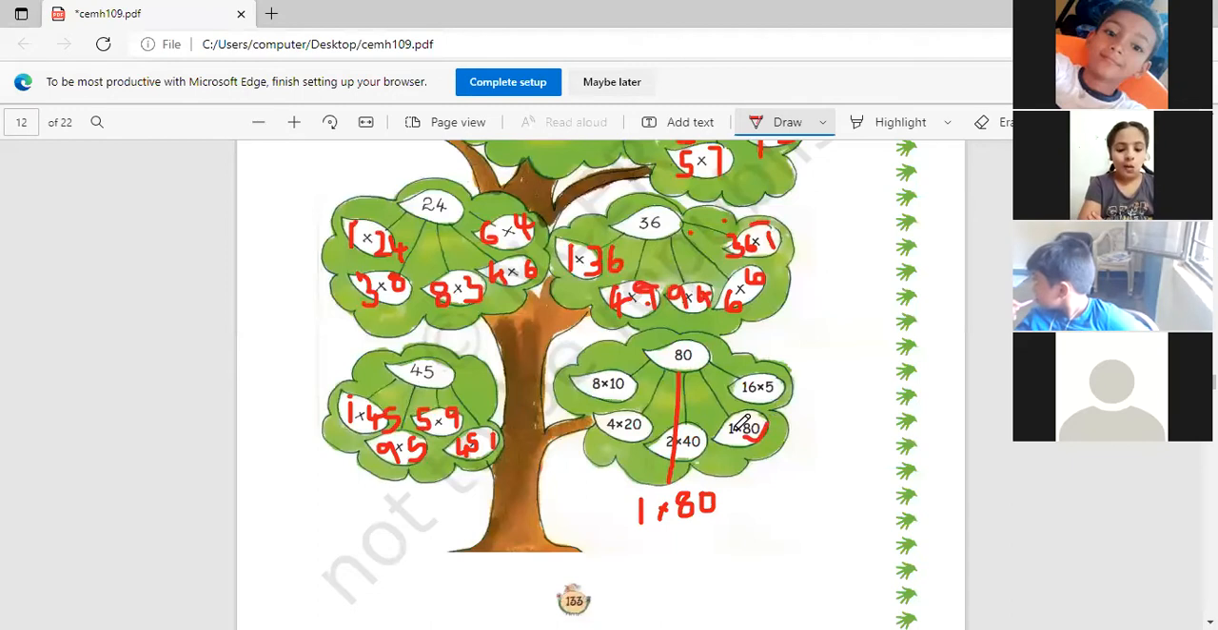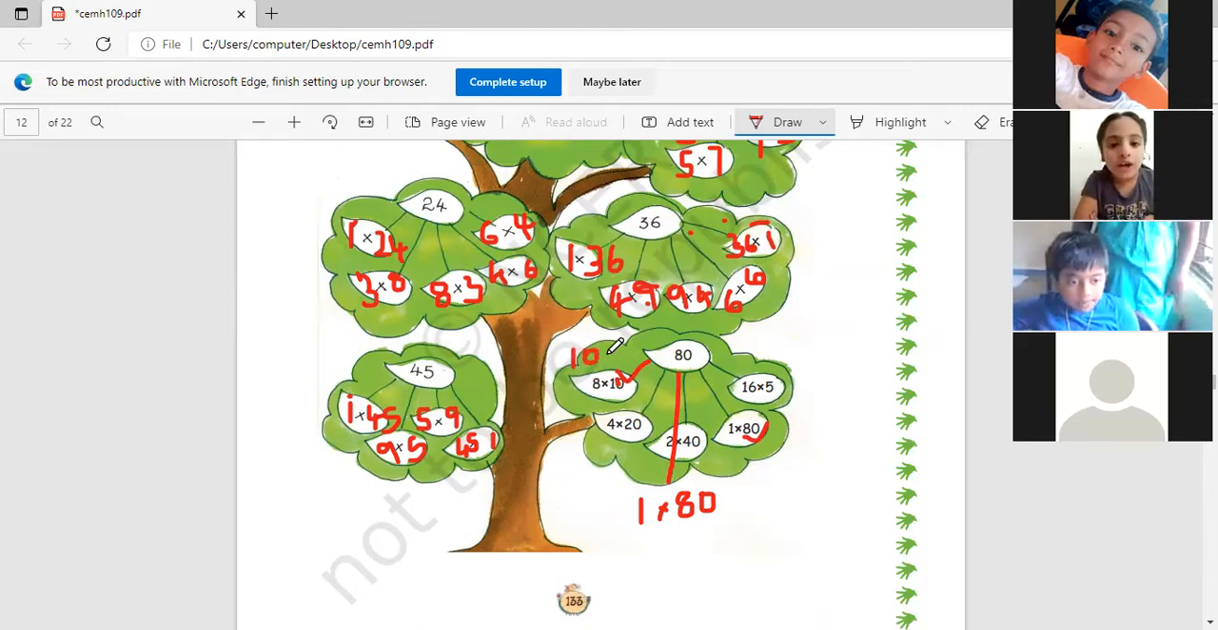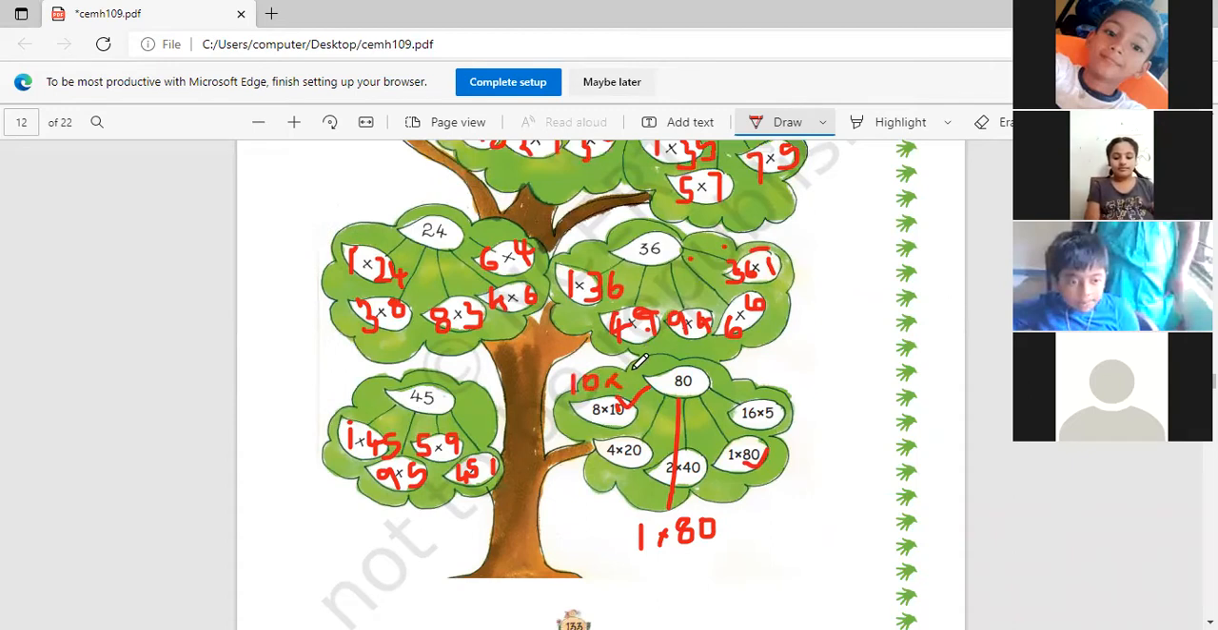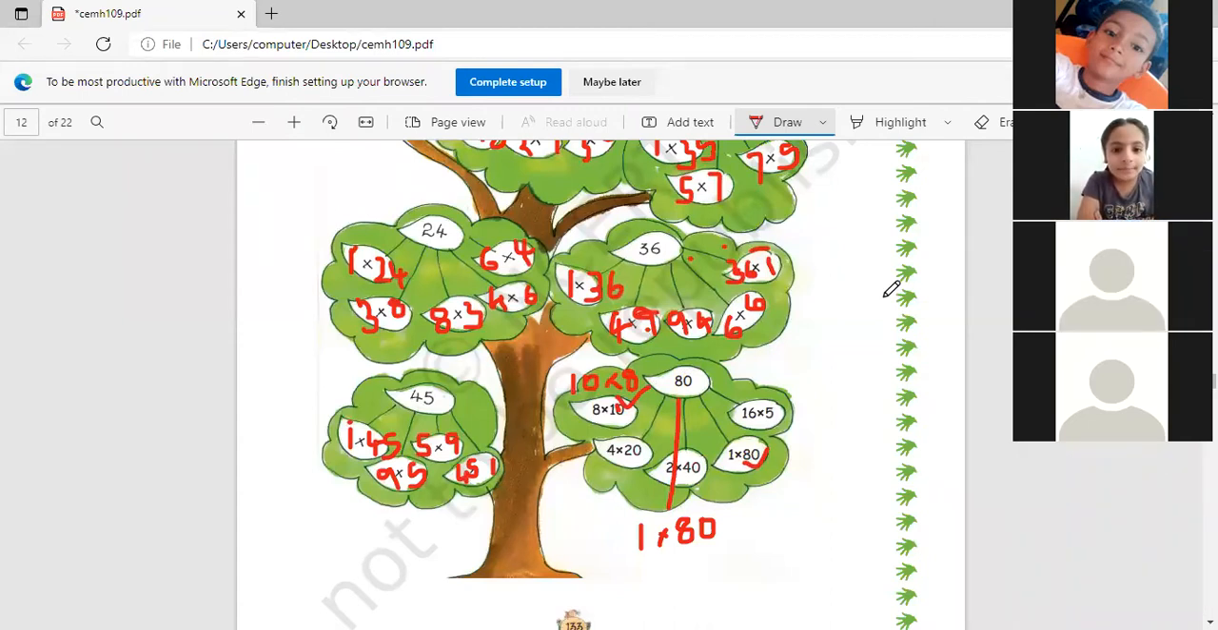Okay. Next, the 5 table. Can you tell me in the 5 table? Okay, it might be difficult for you. That is why they have given you 8 10s are 80. Right? One more. 10 8s are 80. Very good. 42s are 80. Similarly, you can say 2 40s are 80. Good. Well done. 16 5s are 80.